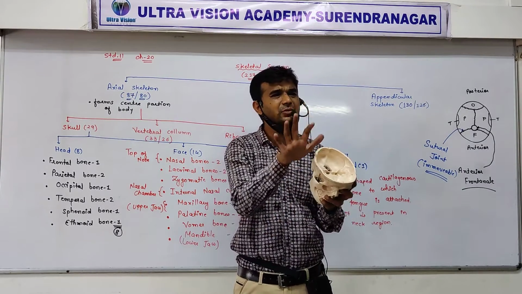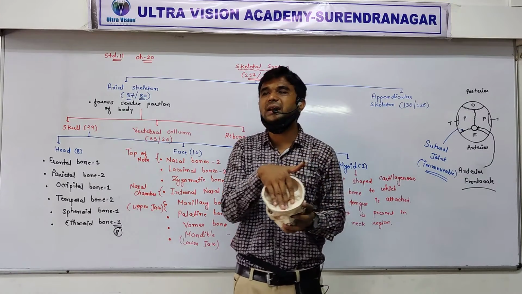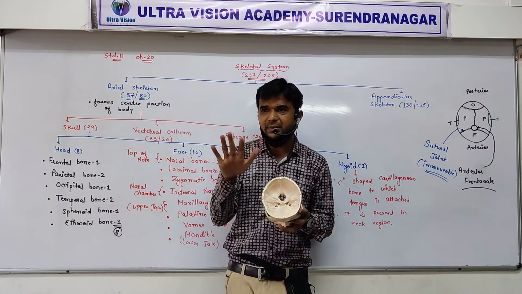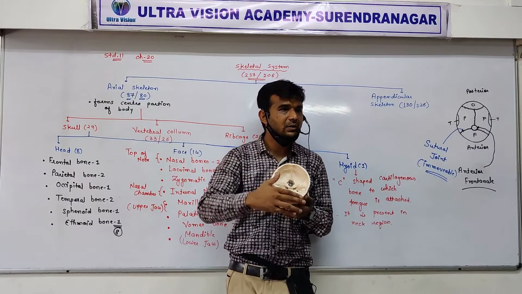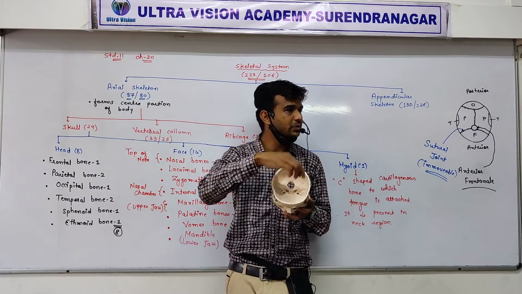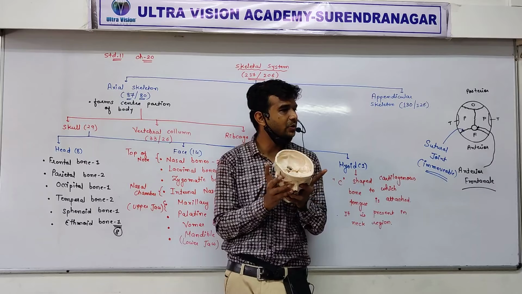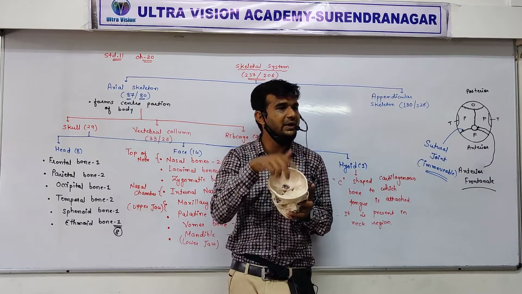Okay, don't worry, the particular location you will not be able to identify here, but you imagine that frontal bone 1, parietal bones 2, occipital bone 1, temporal bones 2, sphenoid 1 and ethmoid 1.